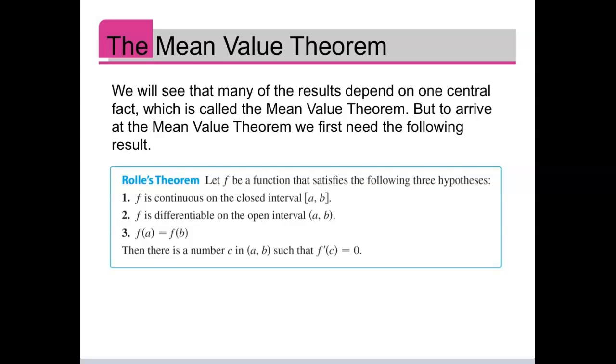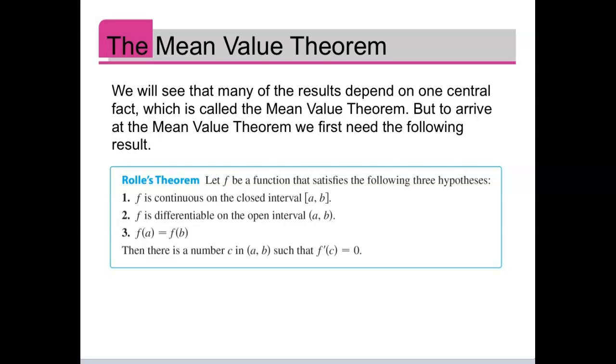And here's the way that Rolle's theorem works. Let f be a function that satisfies the three following hypotheses. Number one, it's continuous on a closed interval from a to b. Number two, it's differentiable on the open interval from a to b. And number three, f of a equals f of b.